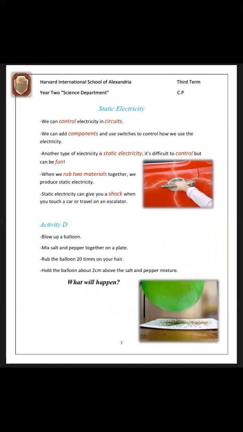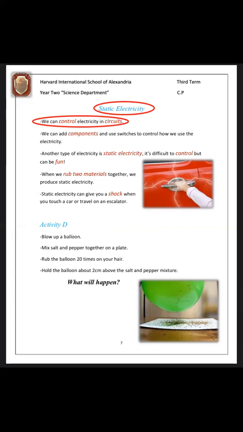And by the way, you have these switches on any kind of, for example, remote controls or anything that has electricity in it, it has switching on and off. So you can control the electricity passing through the circuit by switching on and off. Okay, there is another type of electricity called static electricity.